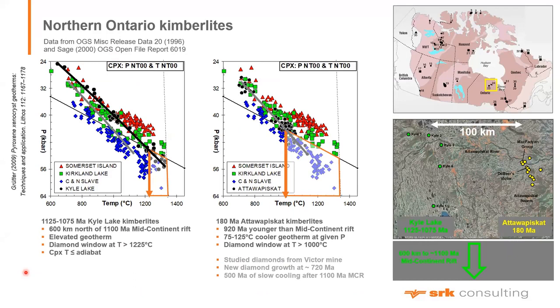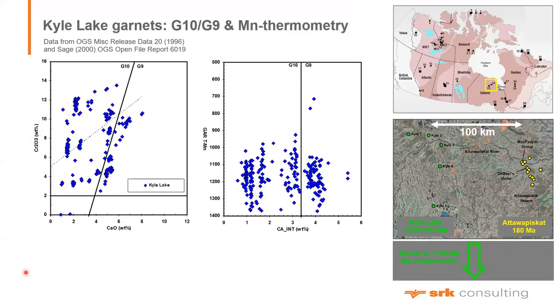I want to put a little bit further context on these results by introducing manganese thermometry on garnets. And that provides a link back to the G10, G9 diagram that we discussed in the previous lecture. So at the Kai Lake, these kimberlites over here, these are the garnet compositions that you find at Kai Lake. And they look pretty alluring or of interest on the chrome calcium diagram. We now know there was a hot geotherm at the time that these kimberlites erupted. And so we need to put thermal context on these garnet compositions.